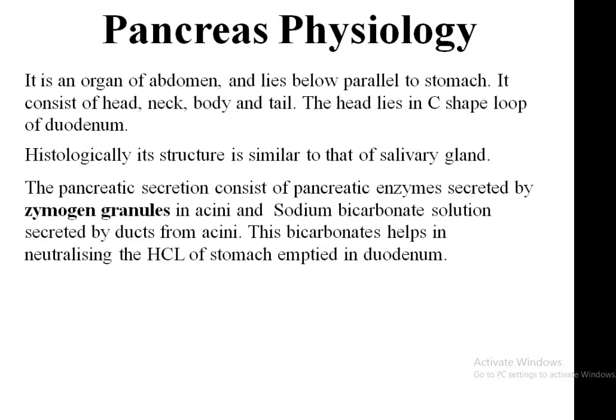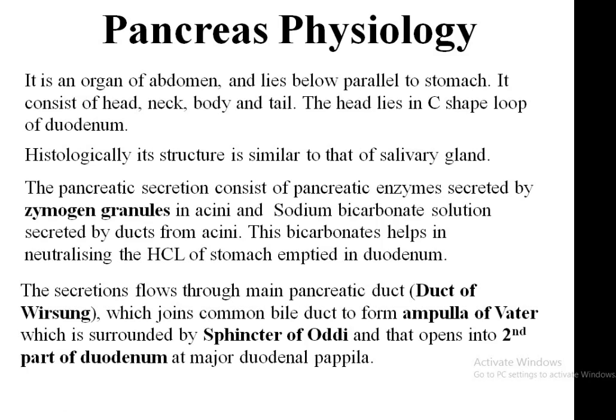So let us have a quick review of the pancreas anatomy. The pancreas is basically an abdominal organ which lies parallel to the stomach, and it has a head, neck, body and tail. The head part of the pancreas is present in the C-shaped loop of the duodenum. Histologically, it is similar to the salivary gland.